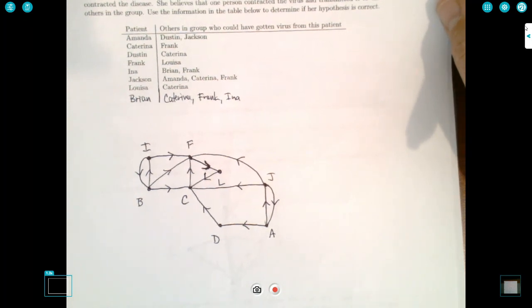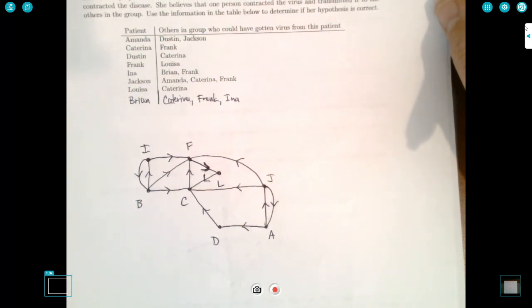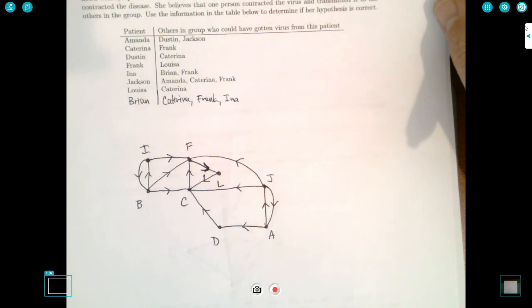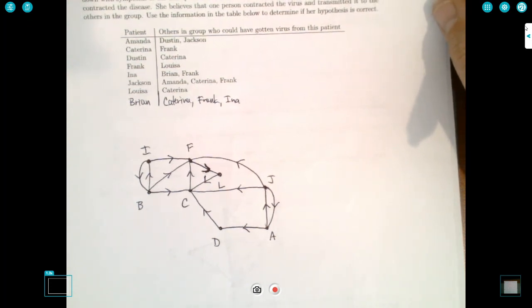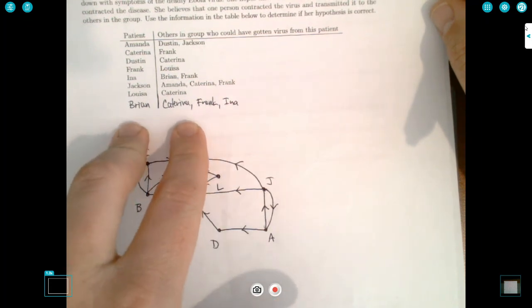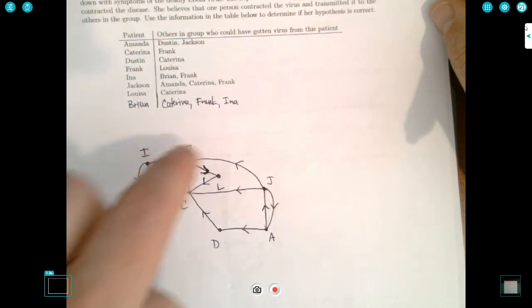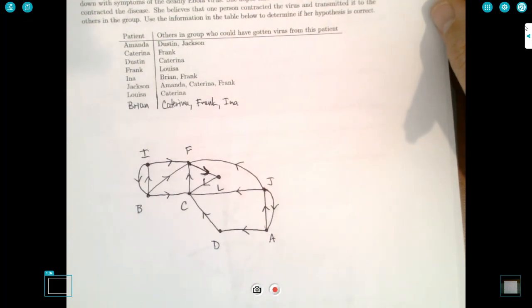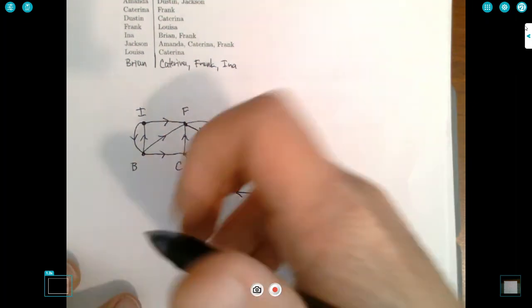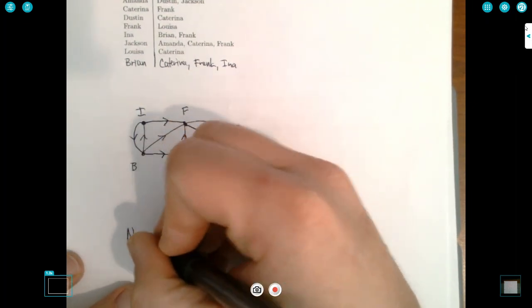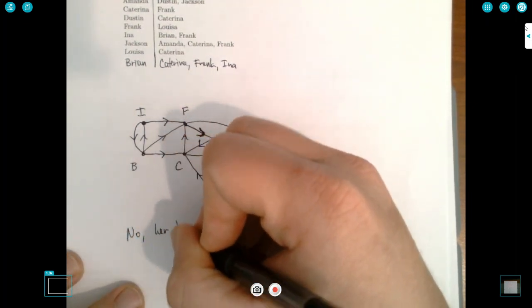So there must have been more than one point of entry, right? There must have been two different people in the group who got it, or maybe there's another person who hasn't been quarantined yet who gave it to all of these people. But one of these people didn't give it to everyone else. Not possible. So no, our hypothesis is not correct.